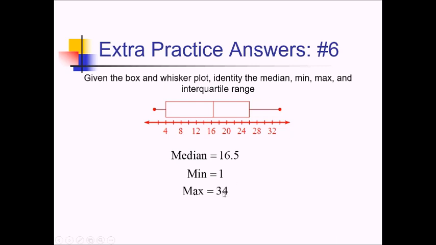Now for the IQR, the interquartile range, that's going to be the upper quartile, this line here, which is definitely 26, minus the lower quartile back here at 4, and that's 22.